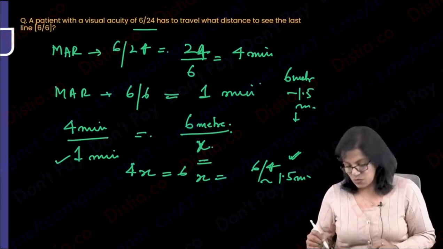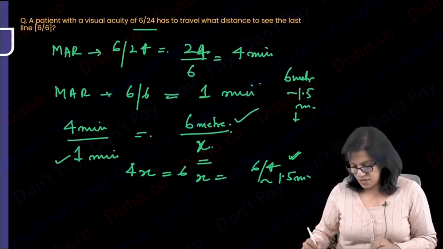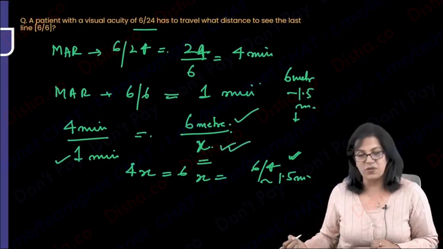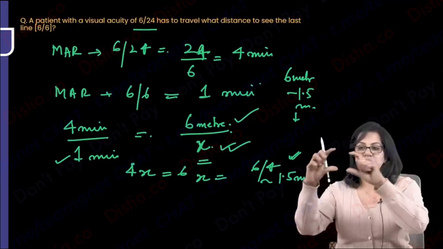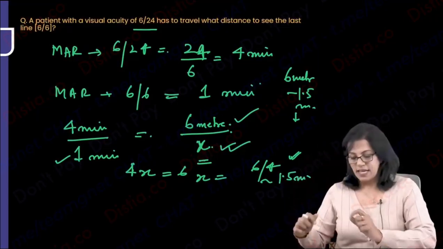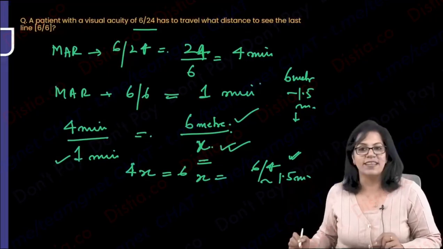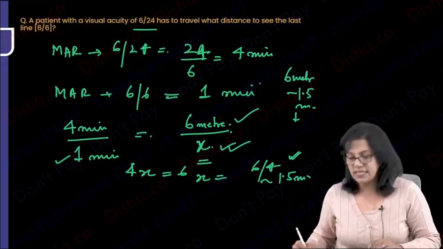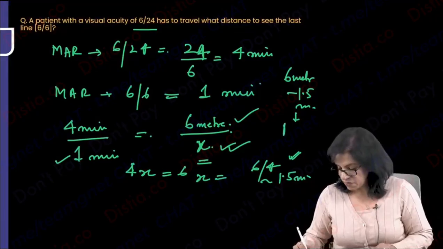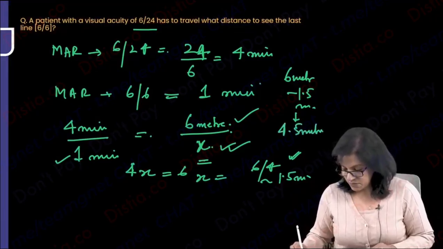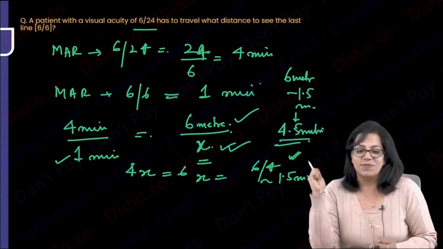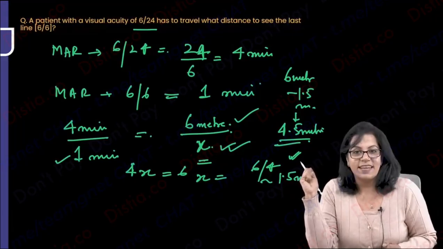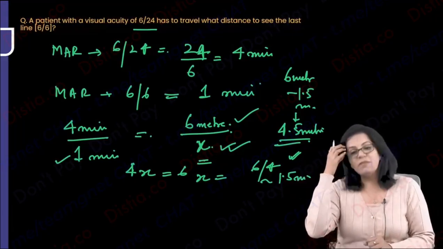1 minute. So if that was at 6 meters, at what distance will it become 1 minute? This is how you take it. Okay, so we are using the fraction of minimum angle of resolution and the distance, and then you solve it this way and you get the answer. So here what will be the answer? 6 minus 1.5, that is around 4.5 meters. He will have to travel to get a vision of 6. Then he is able to see the last line, that is 6 by 6. Correct? Okay.